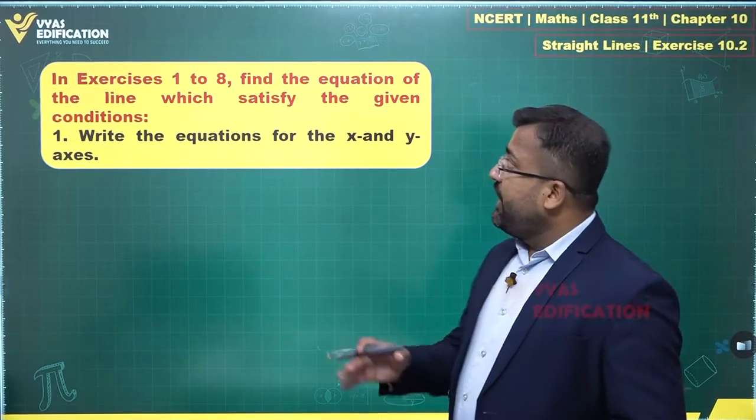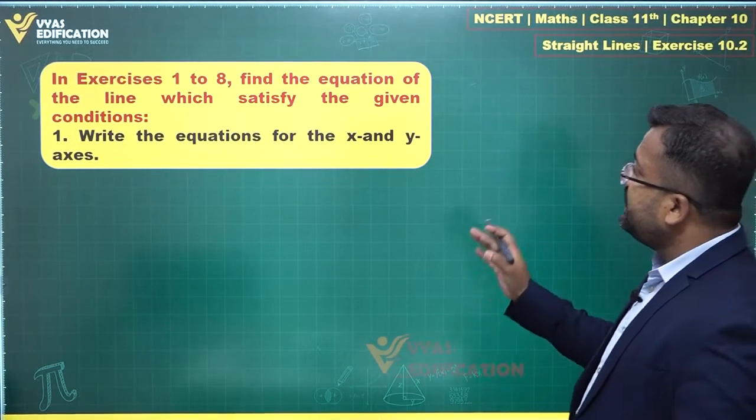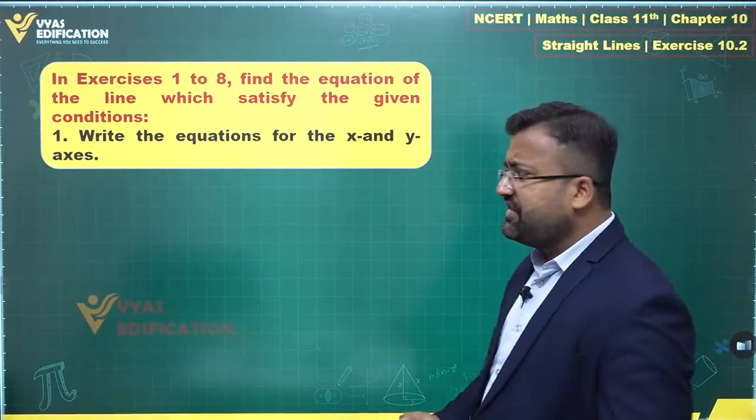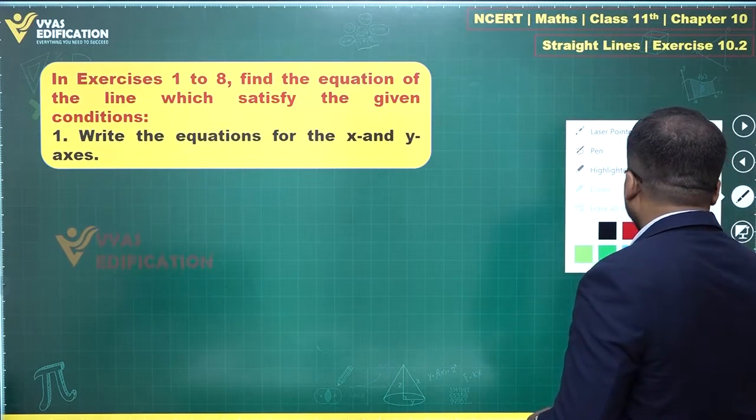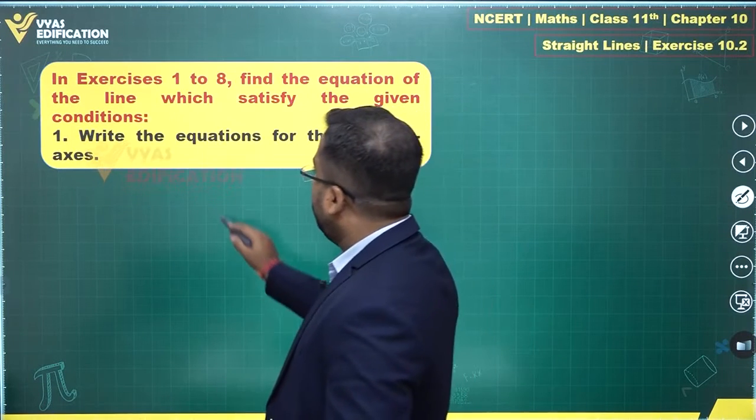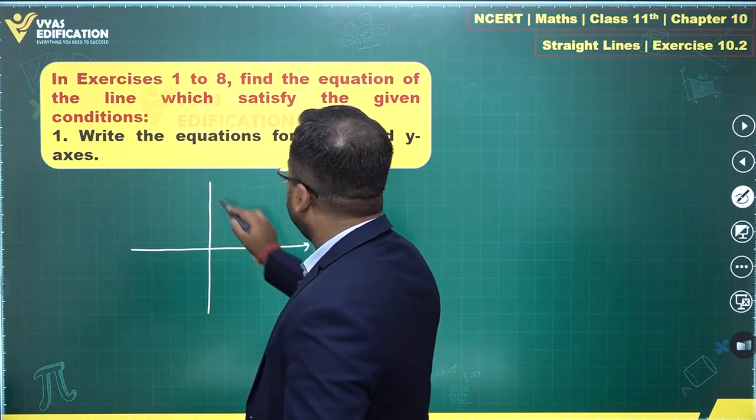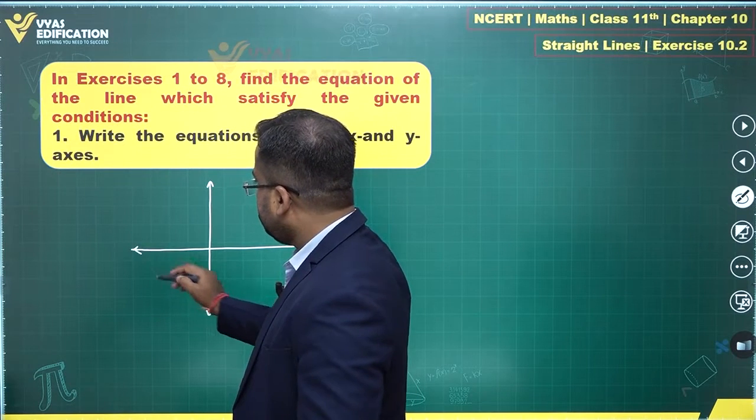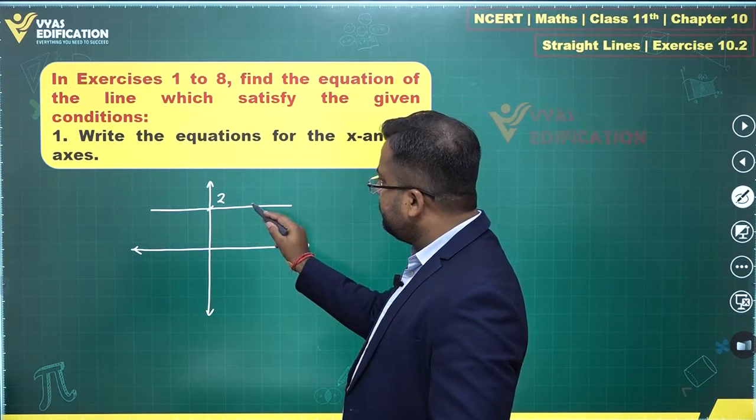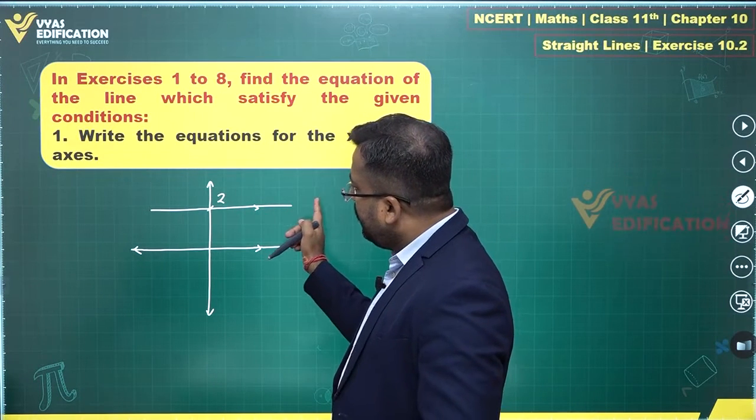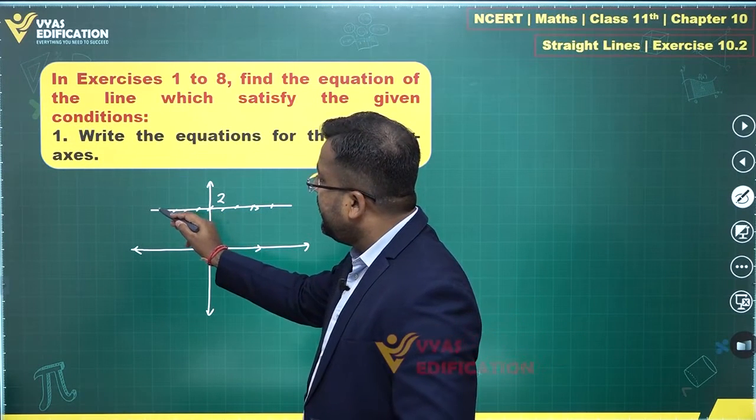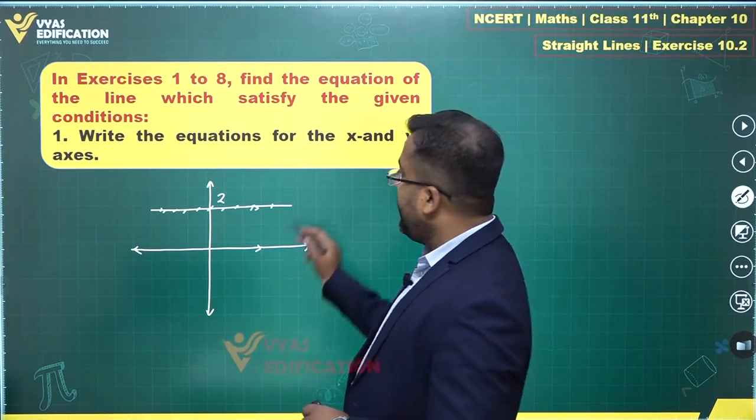So in exercises 1 to 8, find the equation of the line which satisfy the given conditions. Write the equation for the x and y axis. Now for x and y axis, it is pretty simple to write the equations. We know the concepts of lines which are parallel to the x and y axis, which are very simple lines. Let's suppose if you have this line, and this line passes through this point 2 over here, if this is parallel to the x axis, then you can observe that for all the points lying on this line, you have y coordinate as 2. X coordinate can be anything, but y equals 2.